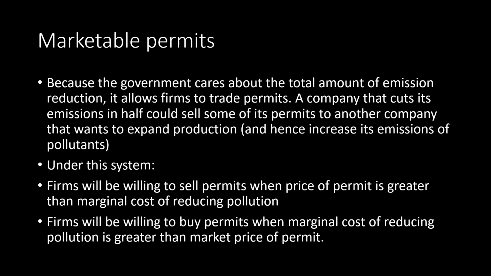Because the government cares about the total amount of emission reduction, it allows farms to trade permits. A company that cuts its emissions in half could sell some of its permits to another company that wants to expand production, and hence increases its emission of pollutants. Under this system, farms will be willing to sell permits when the price of a permit is greater than the marginal cost of reducing pollution. Farms will be willing to buy permits when the marginal cost of reducing pollution is greater than the market price of a permit.